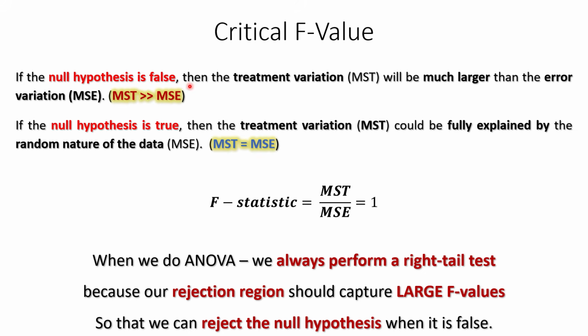Remember, when the null hypothesis is false, we are going to have a large F value. And when we have a large F value, that large value should fall into our rejection region, meaning that when we do ANOVA, we should always perform a right-tail test. So if you're looking up the critical F value for ANOVA analysis, you're always going to do a right-tail test, because that aligns with our null and alternative hypotheses.